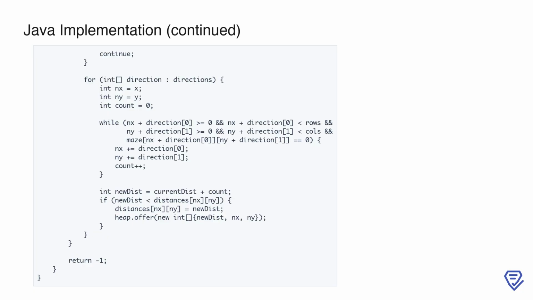Finally, if we exhaust all possibilities and never reach the destination, we return -1 to indicate that the destination is unreachable. This implementation efficiently uses Dijkstra's algorithm to ensure we find the shortest path in the maze, leveraging the properties of a priority queue for optimal performance.